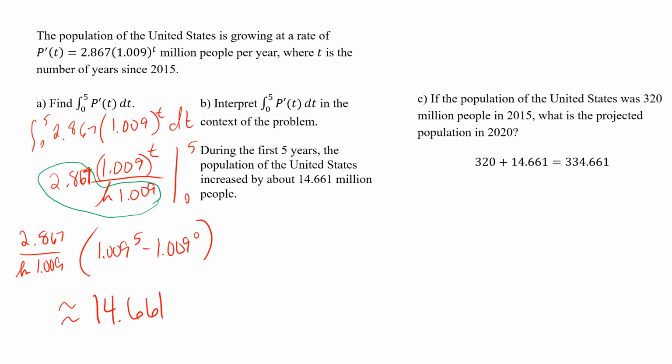Context means I should be able to read your answer and know what the problem was asking. So there are projected to be about 334.661 million people in the United States in 2020. And so that would be a context type of problem. Notice we're doing the same stuff, and this part, we've done the past couple sections. The idea that we just need to add it to a starting point might be new, but it's also a pretty basic idea. But this is what we're doing today.